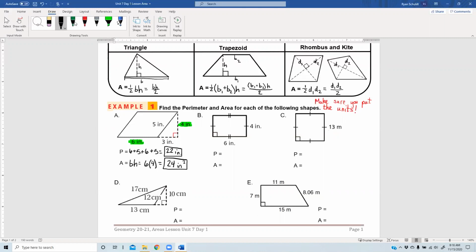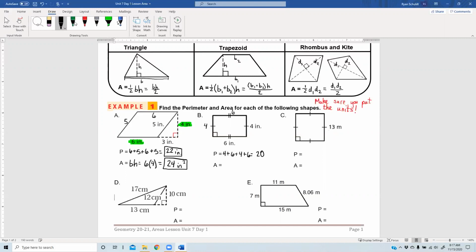Okay, rectangle. Well, I know that not all of my sides are the same. Opposite sides are the same, just like on a parallelogram. So this is 4, this is 6. To get the perimeter, add them all up. So 4 plus 6 plus 4 plus 6. It's going to get you 20.